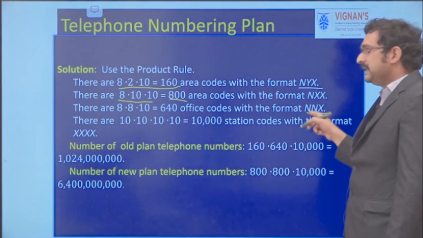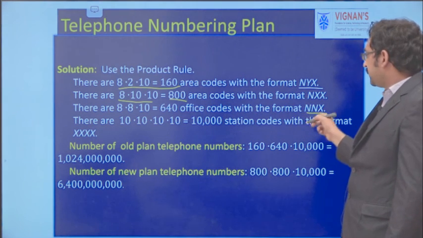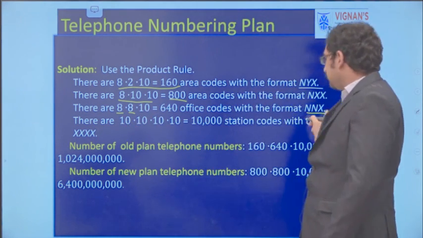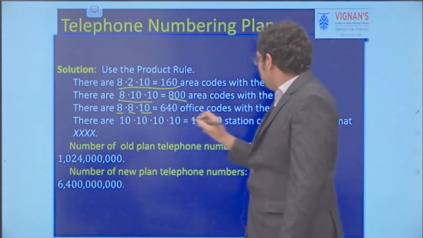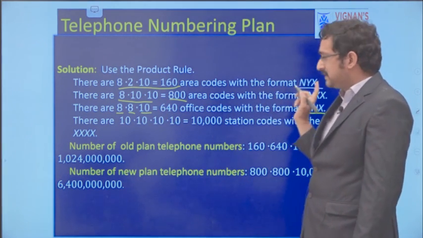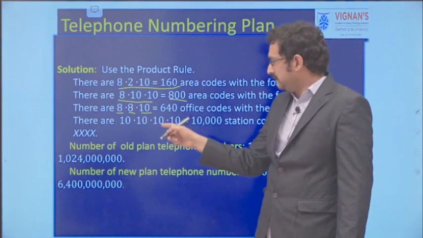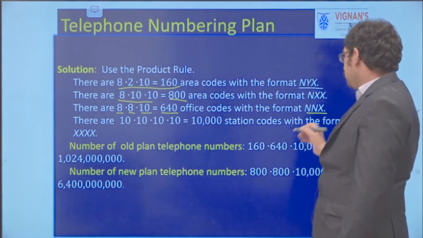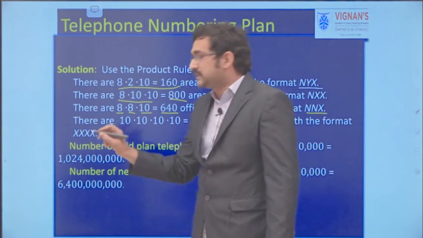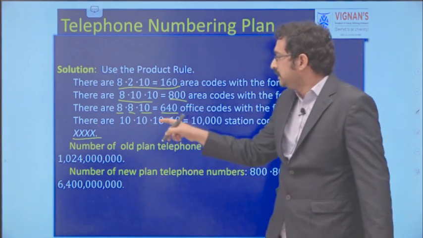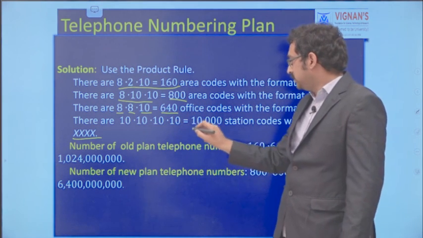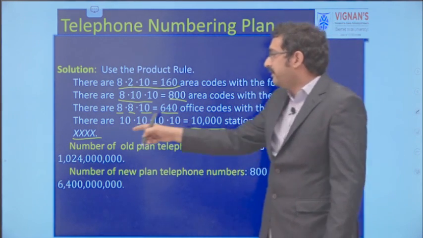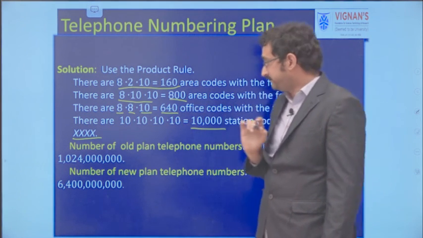Next format, NNX. For N, we have 8 options, that's why 8 followed by 8. For X, we have 10 options. So for the format NNX, we have 8 into 8 into 10, that equals 640 codes possible. For the 4-digit code XXXX, we have 10 into 10 into 10 into 10. So 10,000 different station codes are possible for the format XXXX.